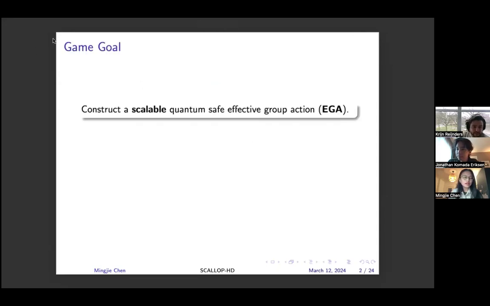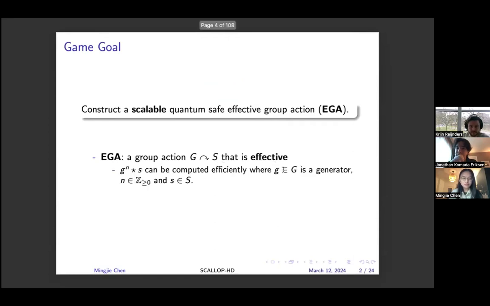Imagine we are playing an isogeny game where the game goal is to construct a scalable, quantum-safe, effective group action. Let's first understand the two keywords here. EGA, which is a group action, group G acting on a set S that is effective. So what does that mean?